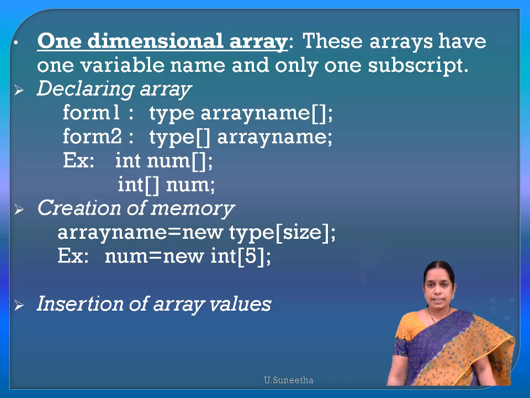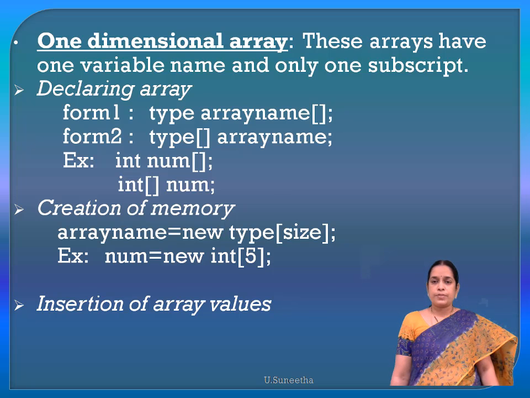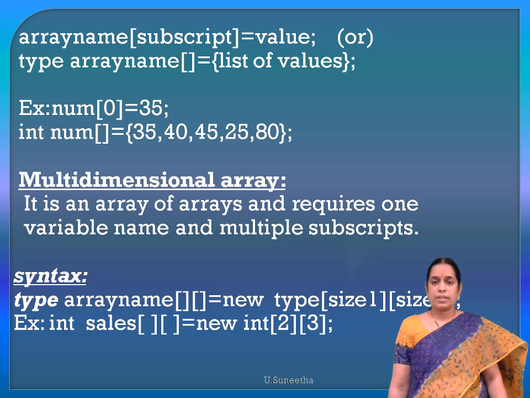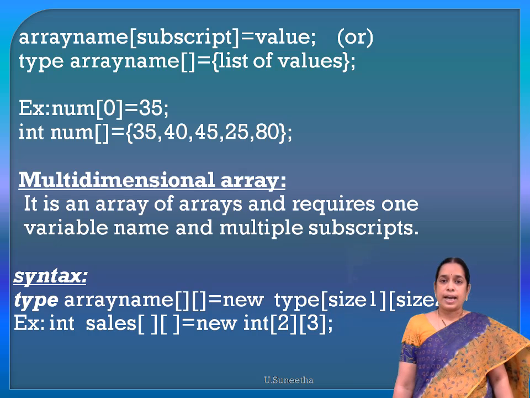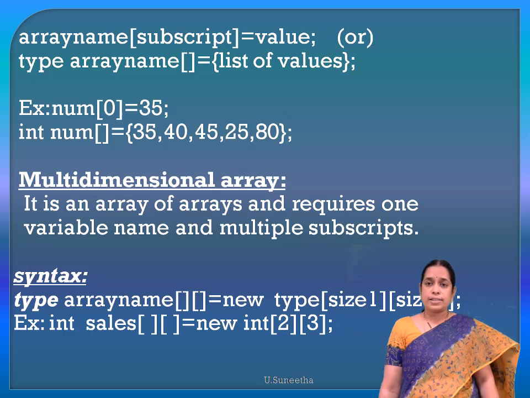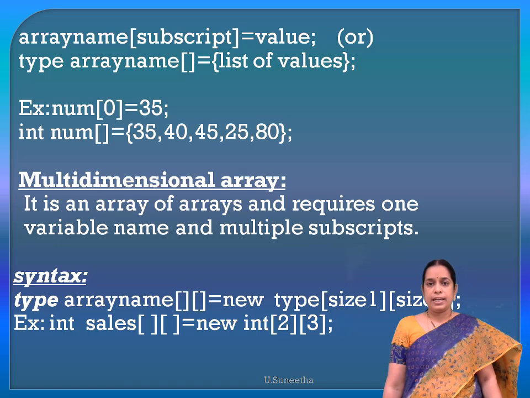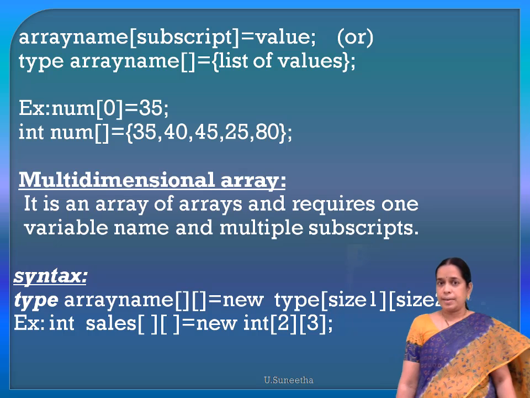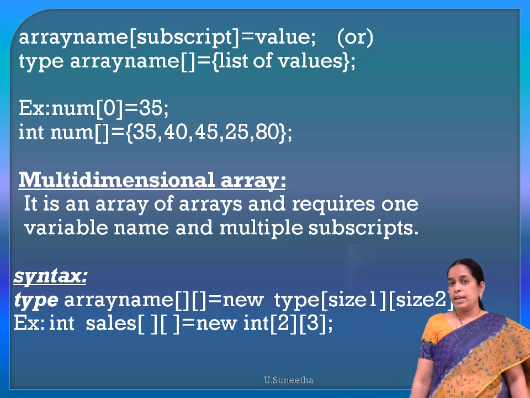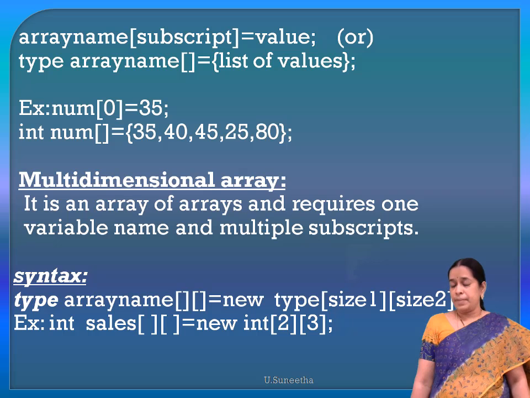In order to insert the values into the array, there are two syntaxes. The first one is array_name[subscript] = value. And the second syntax is type array_name[] = {list of values in curly braces}. Mainly by using this second syntax, we can insert all the values into the array at a time. In this example related to the one-dimensional array, they have created an array called num, and this num has been allocated the size 5. That is, in this array num, 5 elements can be stored.